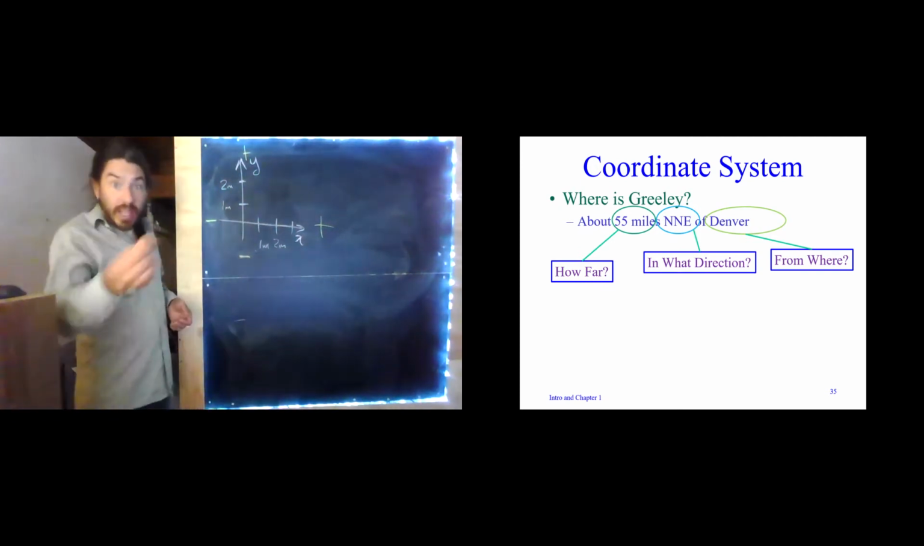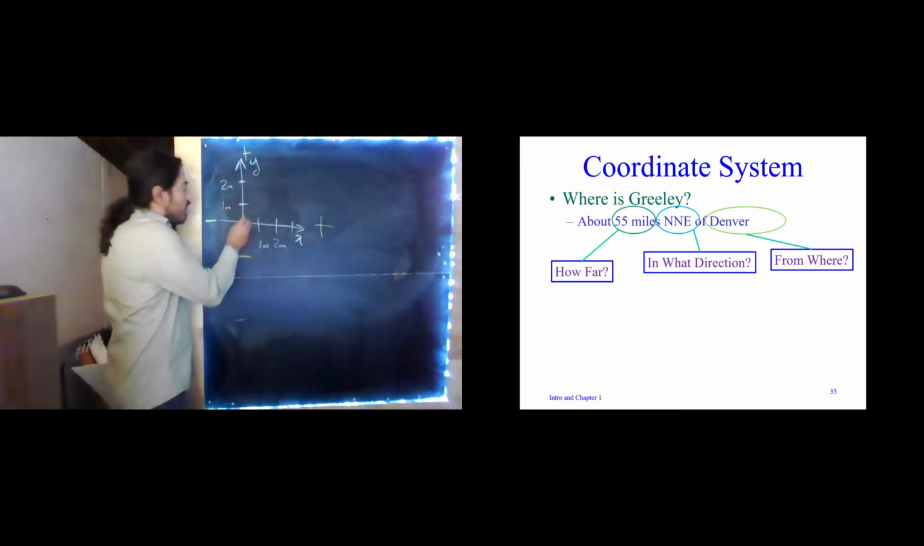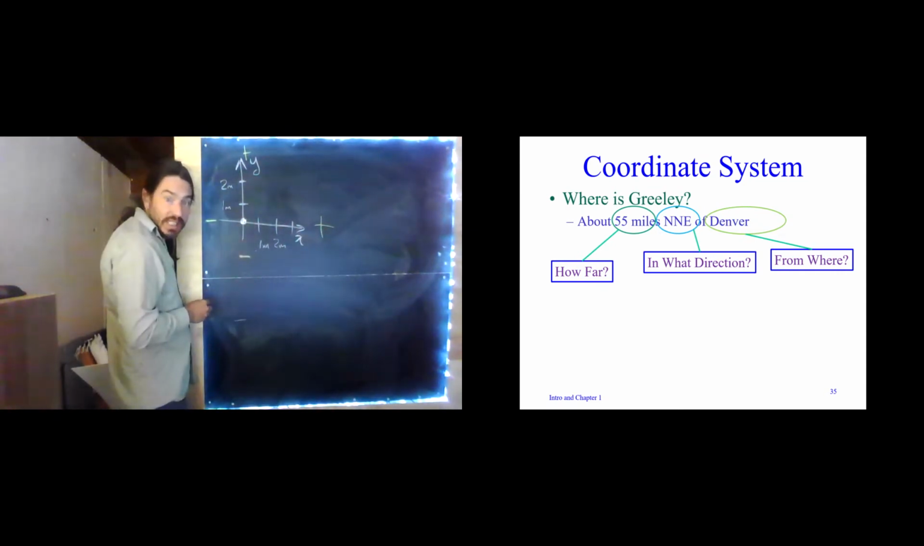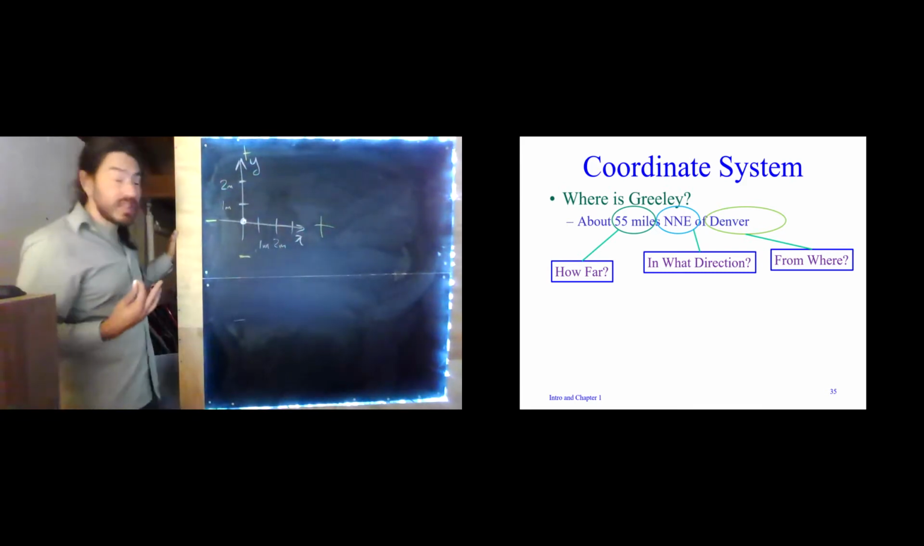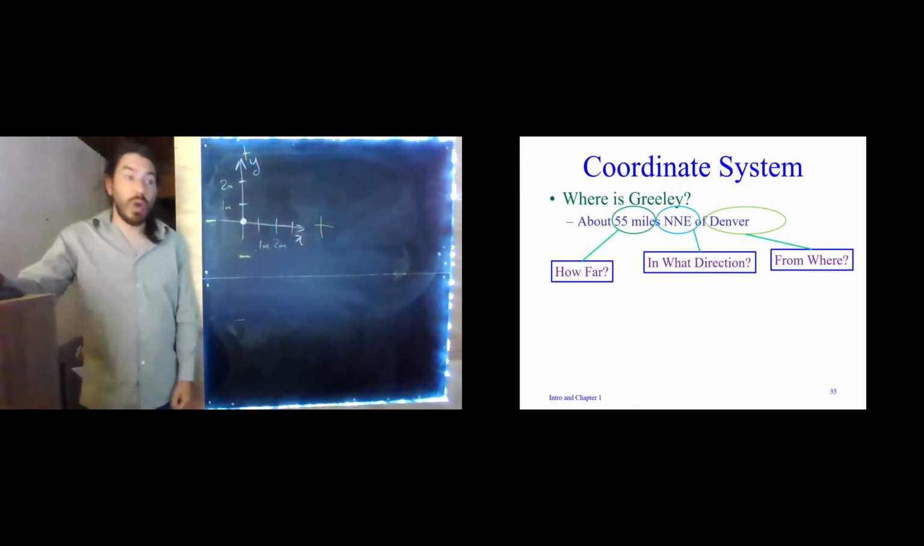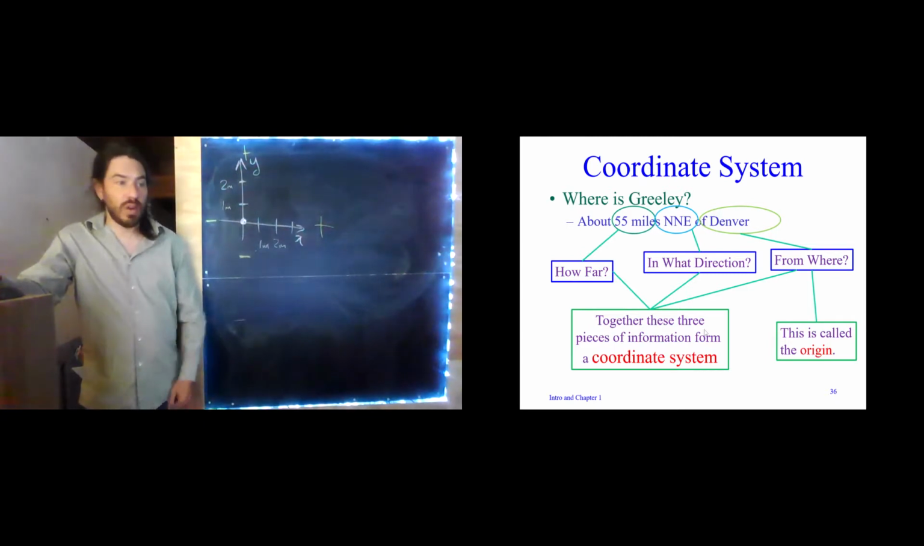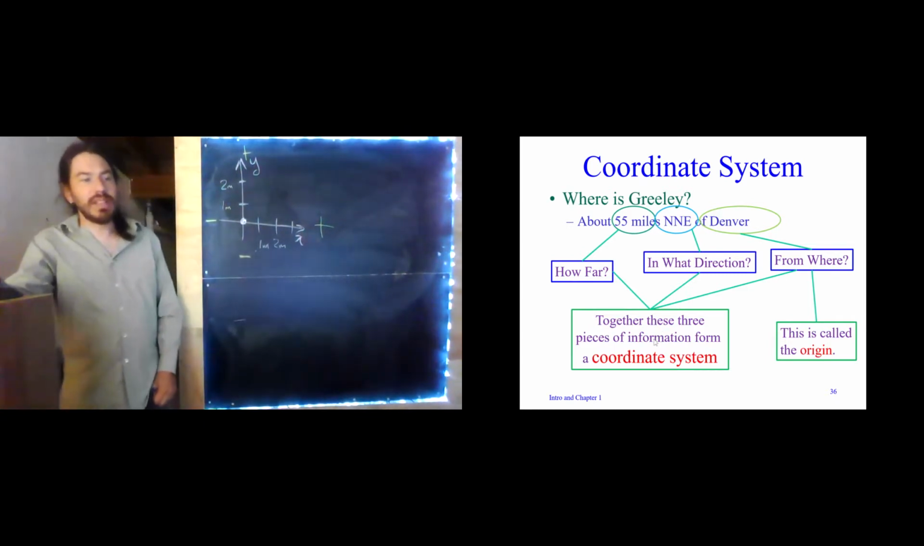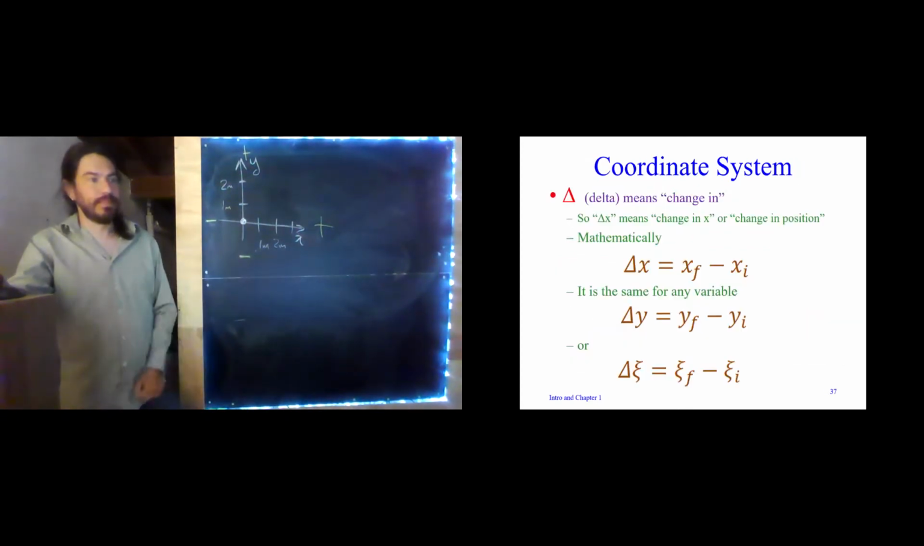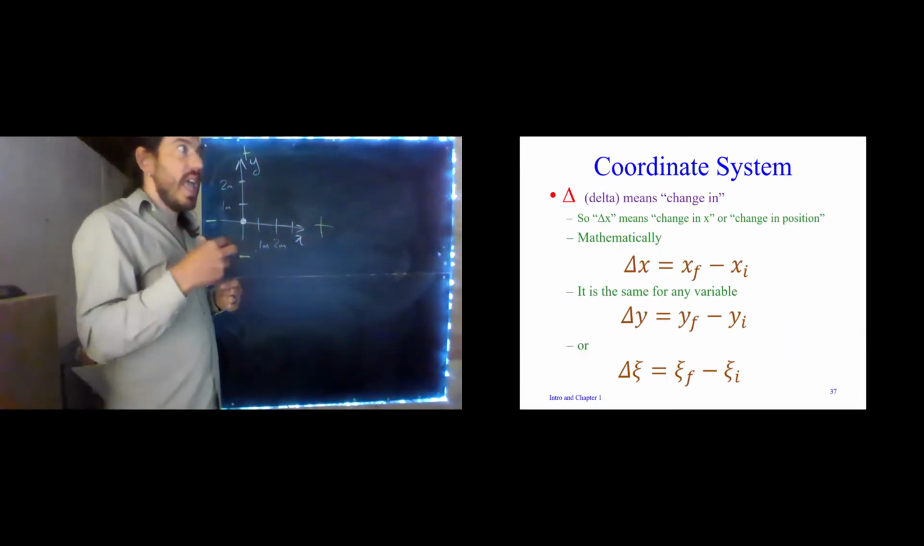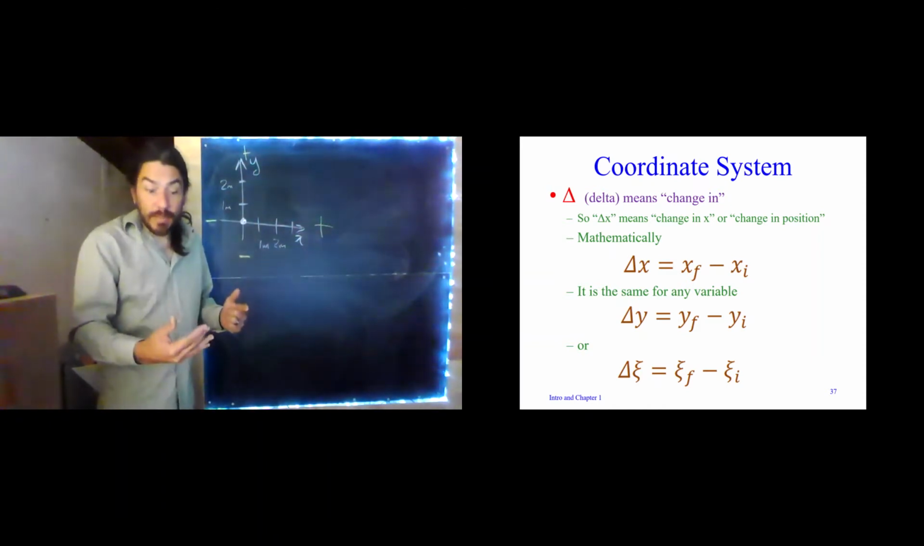And from where? Well, if we're using an XY coordinate system, we always use the origin as our from where. So we're measuring all of this from where the x-axis meets the y-axis. This is what we need for a coordinate system. These three pieces of information together form a coordinate system. The origin is what we mean by from where, and in the xy coordinate plane, it's where the x-axis meets the y-axis. Not too bad.